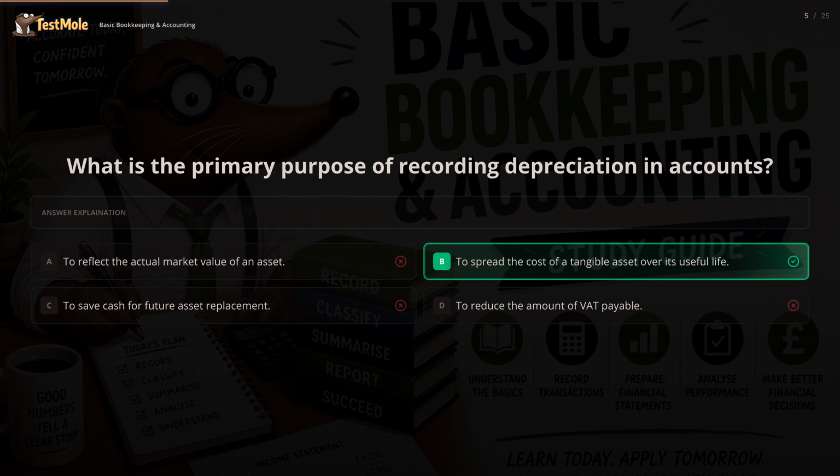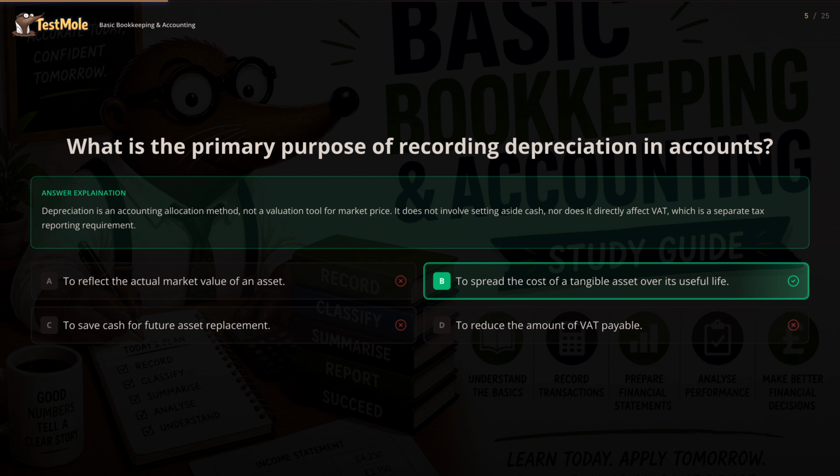The answer is B. Depreciation is an accounting allocation method, not a valuation tool for market price. It does not involve setting aside cash, nor does it directly affect VAT, which is a separate tax reporting requirement.